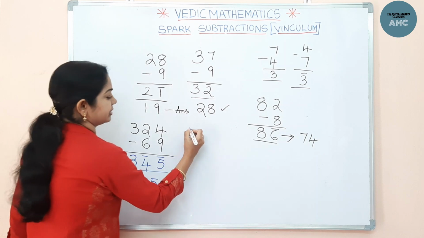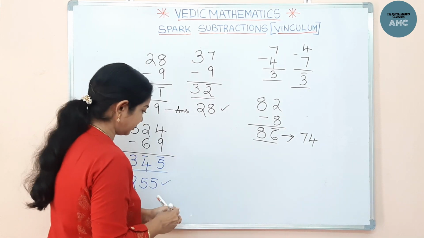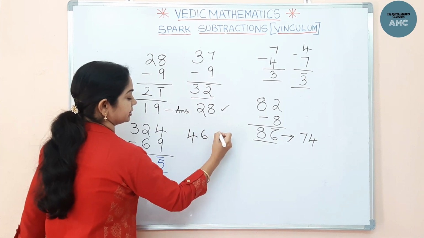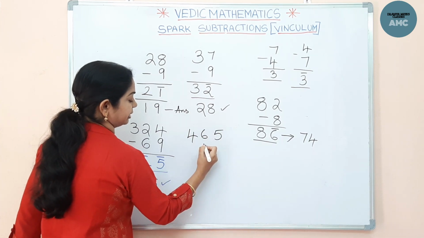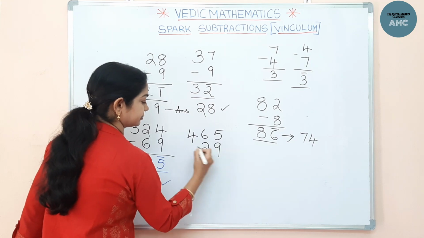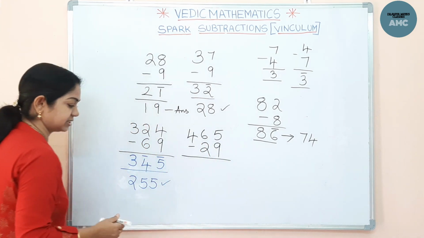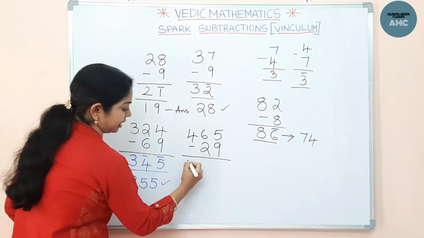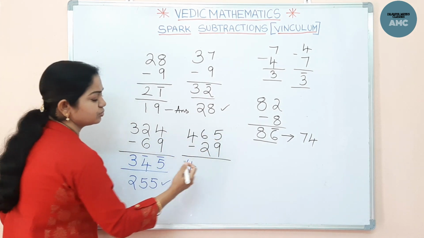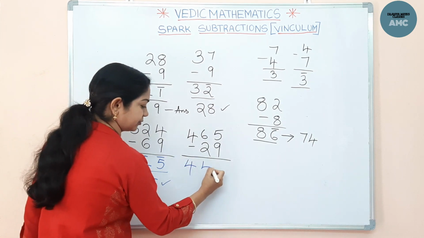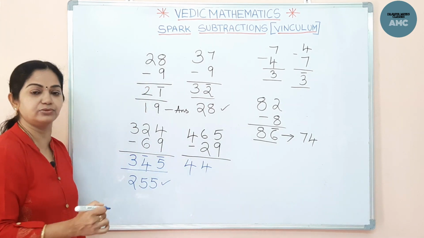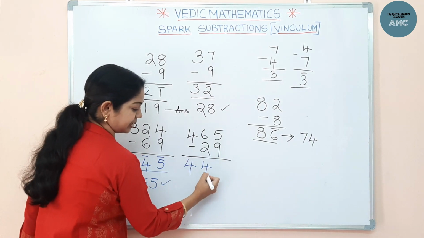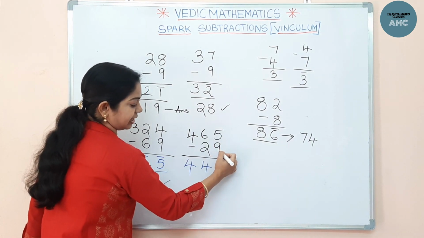Right. Likewise, let us take another one. Another example. A 3-digit number, 465 minus 29. Okay. Now let's start the subtraction from left to right. Now 4 as it is. Now 6 minus 2, it is possible. So write 4. Okay. If it is not possible, only then do the reverse and keep the vinculum. Now 6 minus 2 is possible, so 4. Now 5 minus 9 is not possible.